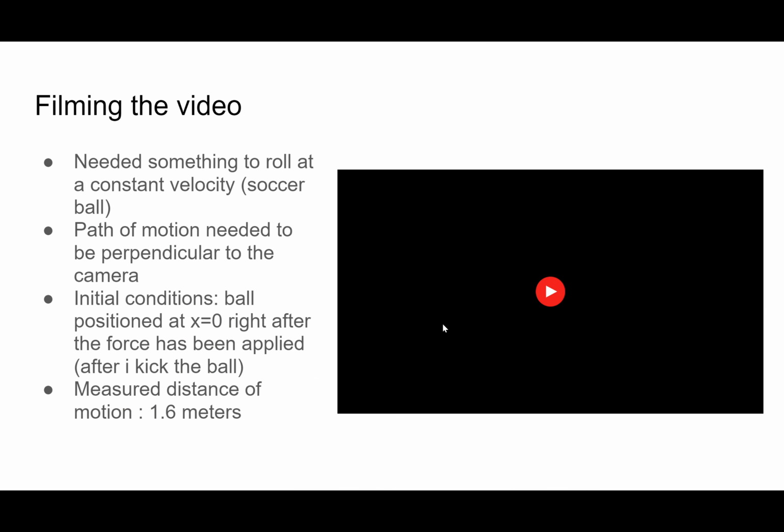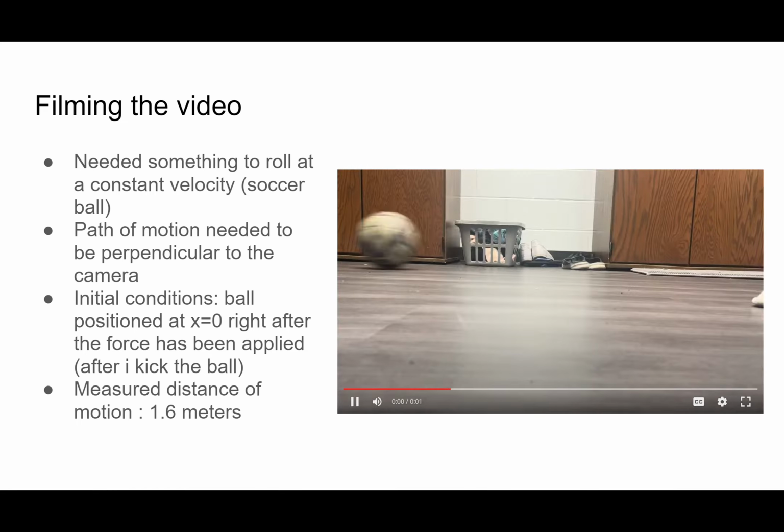So I'm filming the video, we need something to roll at constant velocity, and I chose my soccer ball. And the path of the motion of the ball needs to be perpendicular to the camera for Tracker to accurately analyze it. The initial conditions, we assume that the ball is placed at x equals 0, and the final position of the ball is at x equals 1.6 meters.